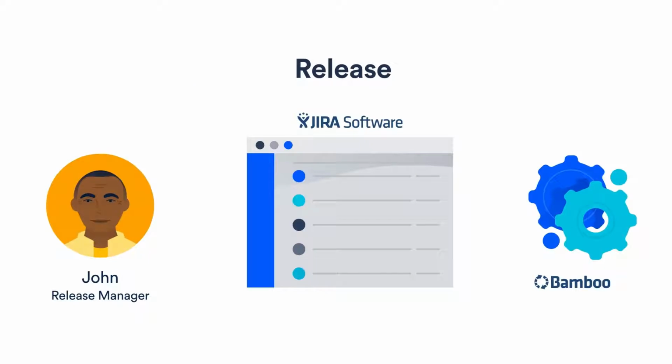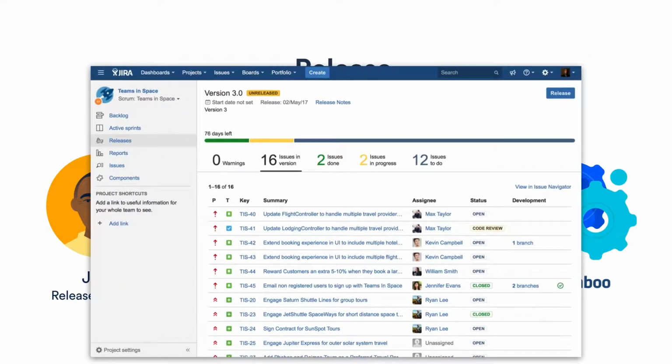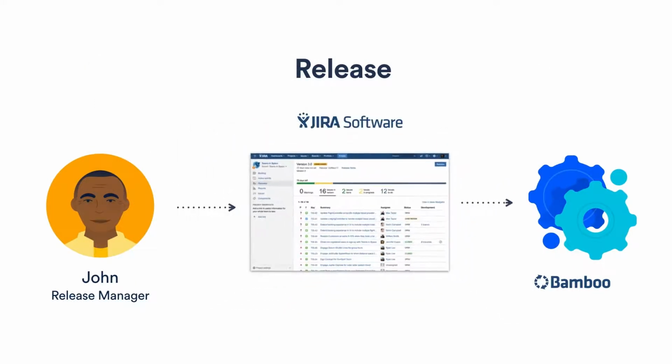Finally, it's time to deploy. The release manager, John, can see the status of everything in Jira Software's Release Hub. Once things are dubbed done, the release manager can deploy from Jira or directly from Bamboo. The fix is now live on production.